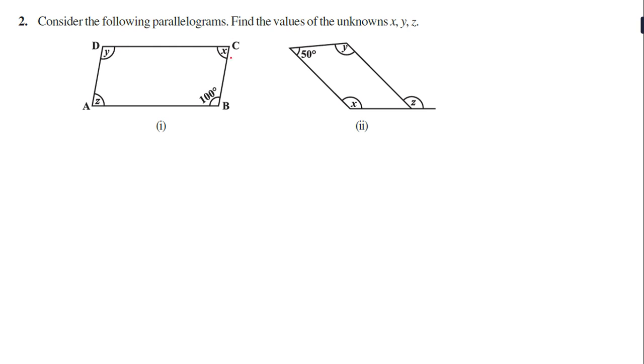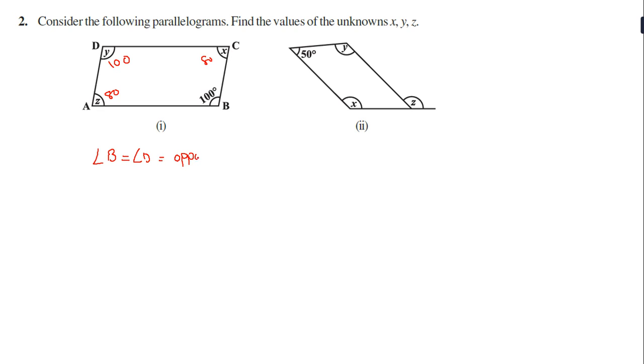Consider the following parallelogram. Find the value of x, y, z. So we know here it is 100. Here it is 80. Here it is 80. Why? Because adjacent angles are supplementary. So B is equal to D.